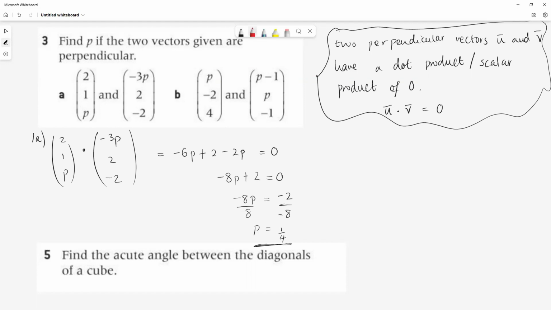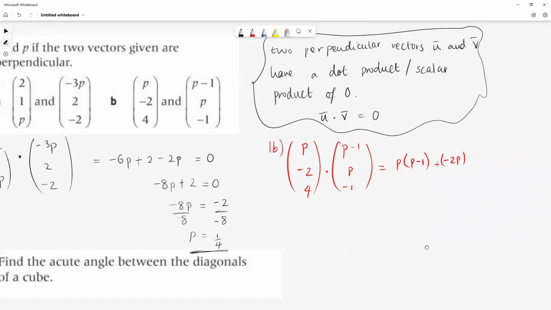And then for the second one, we do the same process, find the dot product and make it equal to 0. And that's how we know what p is. So p, -1. The dot product is going to be p times p minus 1 plus minus 2p minus 4. And this should be equal to 0 for them to be perpendicular.